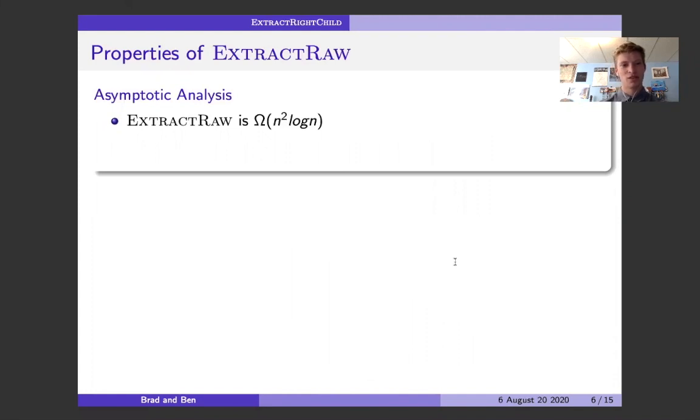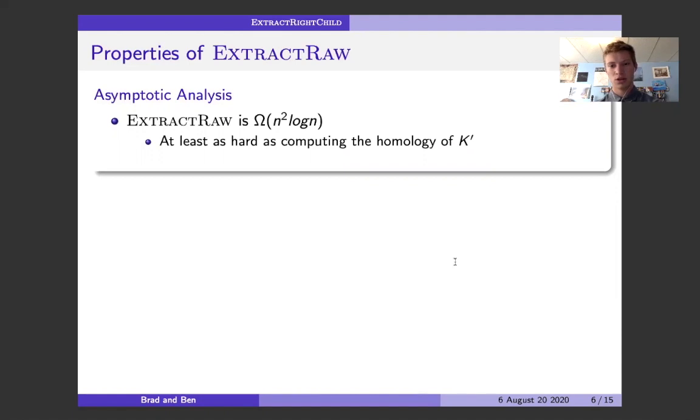So first off, ExtractRaw's runtime. ExtractRaw is lower bounded by n squared log n. We know this because it's at least as hard as computing the homology of these recursive smaller subcomplexes that keep getting fit into it. And we know that computing the homology of something has the same lower bound as matrix multiplication, which is omega of n squared log n.